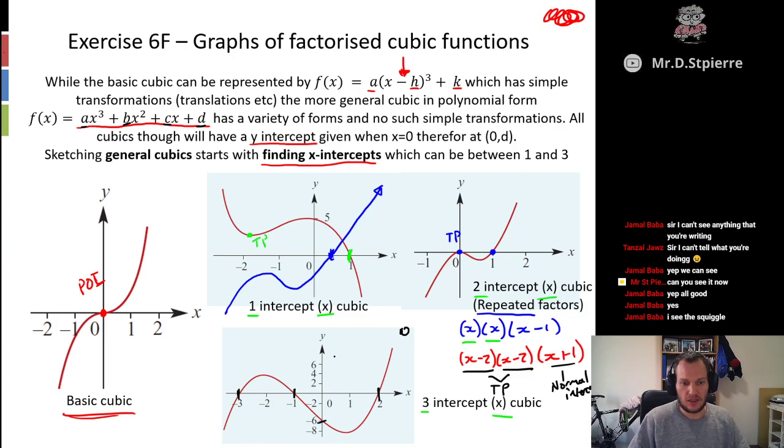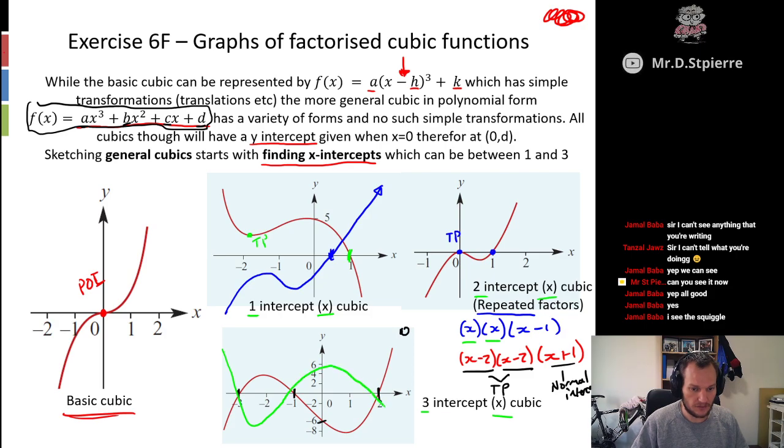You can't really tell when you're looking at it in polynomial form, the full expanded form. You can't tell just by looking at the numbers if it's going to be a 1, 2, or 3 intercept. You have to factorize it first and see how many factors you get. That will tell you if it's a 1, 2, or 3 intercept cubic function. The other way we could have this is flipped upside down, as if we had a negative. If you had a negative a, it would flip it upside down like that.